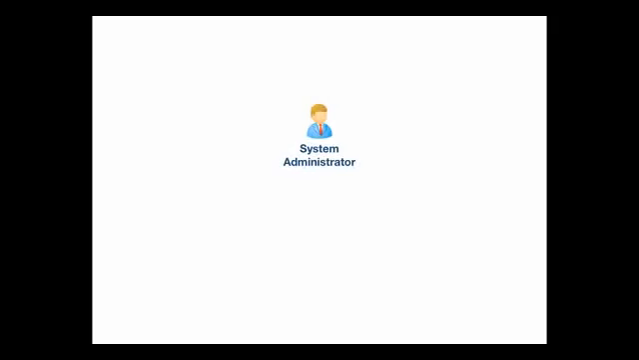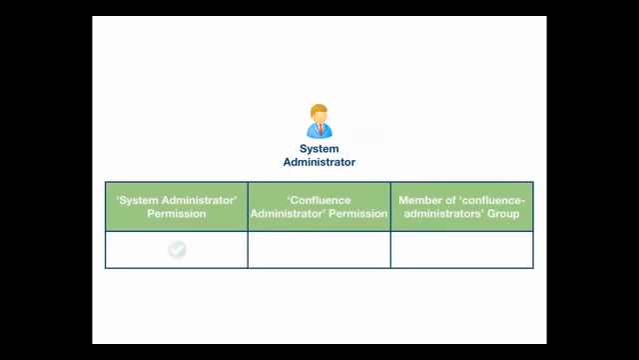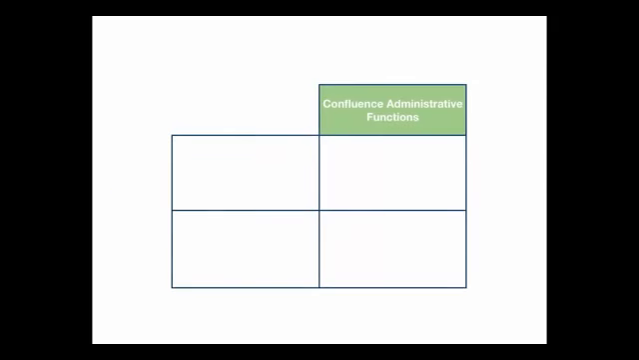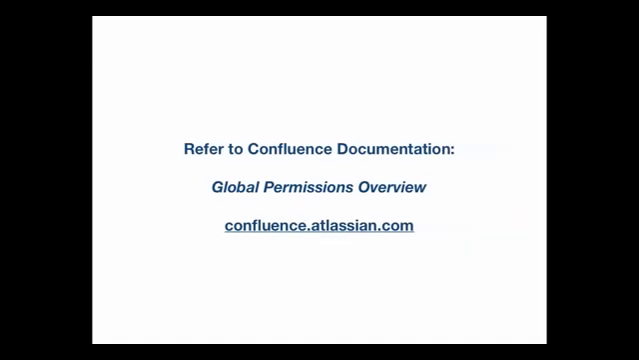The first system administrator is defined during installation. That user has the system administrator permission and is a member of the Confluence administrators group. Let me explain the difference between a system administrator and a Confluence administrator. Users with the system administrator permission can perform all the Confluence administrative functions, including the ones which the Confluence administrator permission does not allow. These include setting the general configuration options, backup administration, and others. For full details, refer to the document called Global Permissions Overview at confluence.atlassian.com.